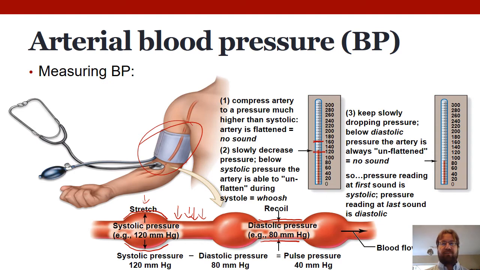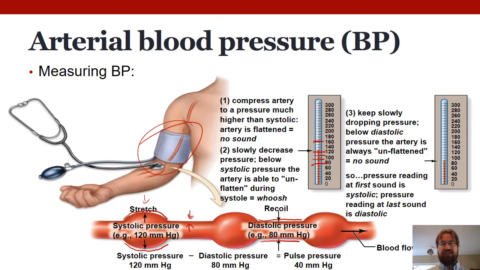You continue decreasing the pressure in the blood pressure cuff until you're below diastolic. At this point, you're now pressing in less on the artery than it's pushing out on you, even at diastolic pressure. So now the artery is inflated and allows flow the entire time. So you no longer hear any sound at all.